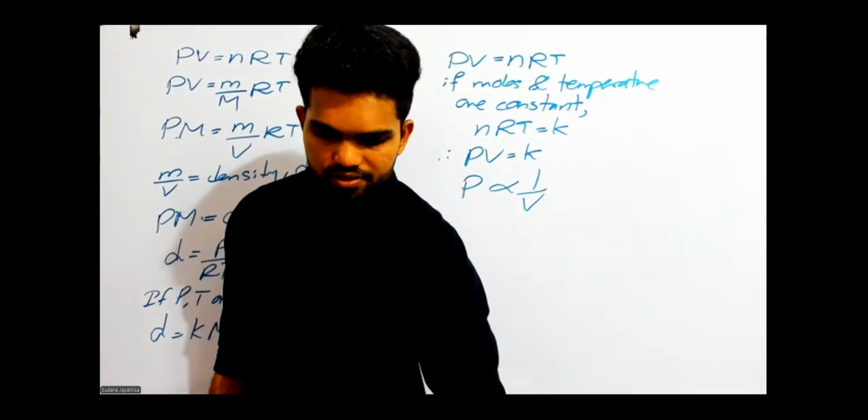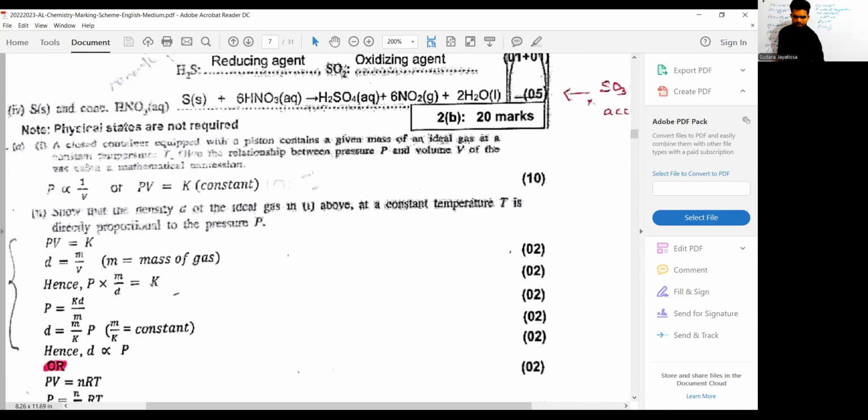2022 A level. You just have to say P is inversely proportional to 1 over V, or you can say PV equals K. And K you are introducing newly, no? So capital K or simple K, no problem, whatever you define. Say it is a constant. That's a good practice.